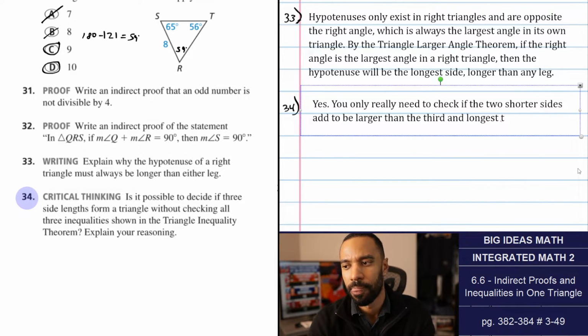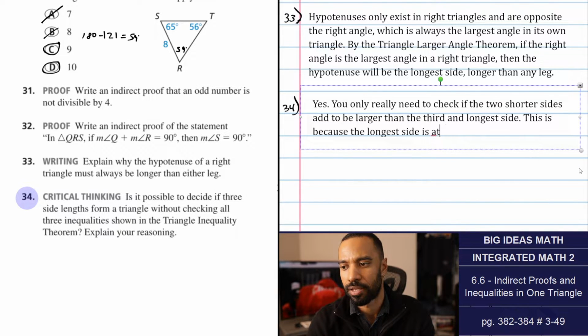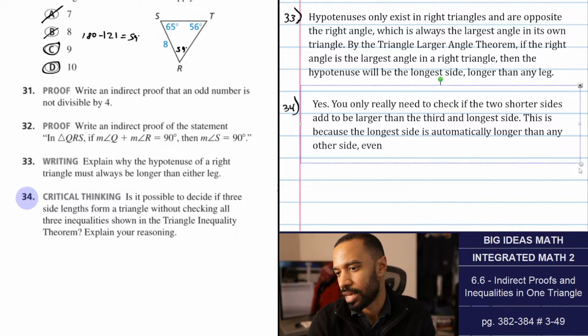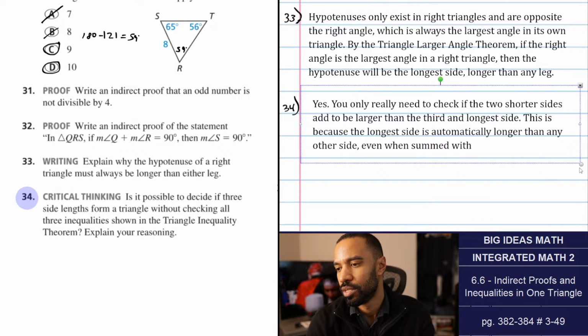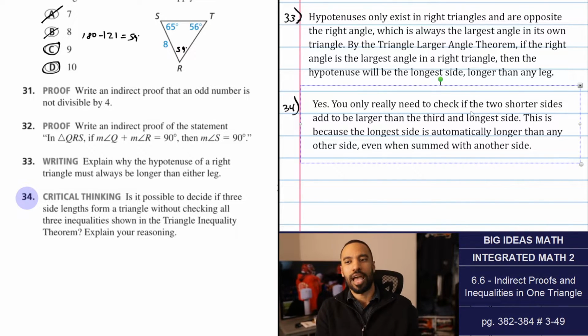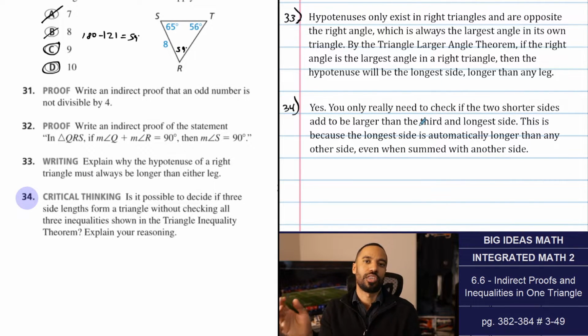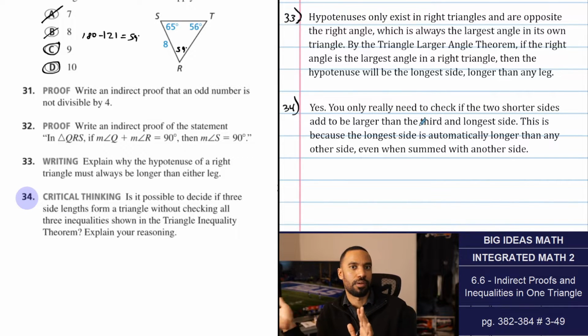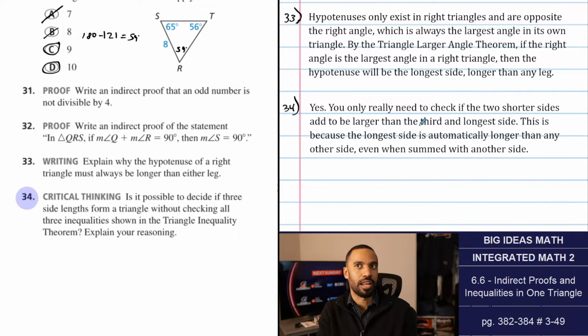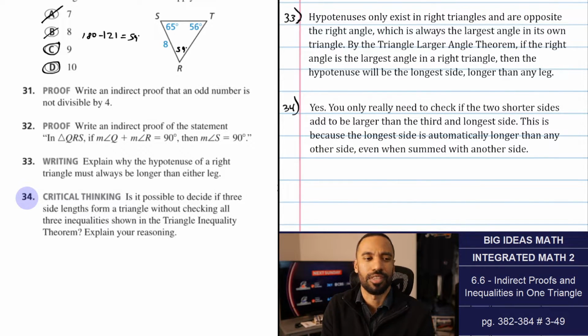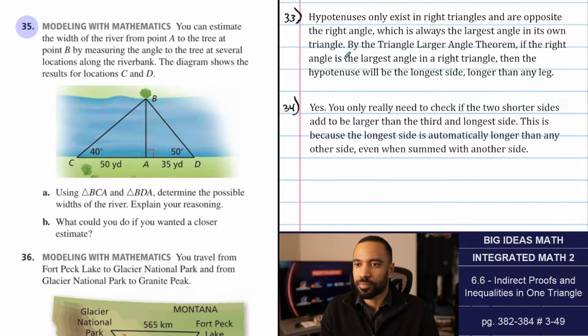Third and longest side. This is because the longest side is automatically longer than any other side, even when summed with another side, right? If I already have something that's longer and I just add more to it, it's going to be longer, right? If I'm the richest guy in the world and you pair me up with some other person, poor, rich, whatever, together we're still richer than anybody else because I'm already the richest guy. All right, let's keep moving forward.